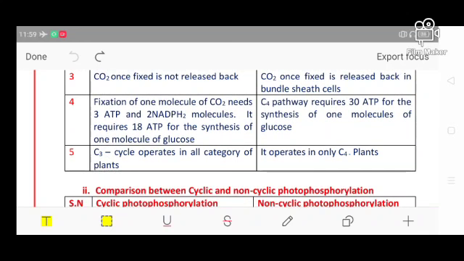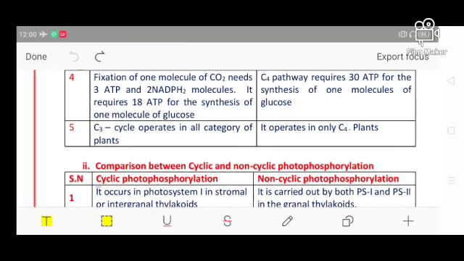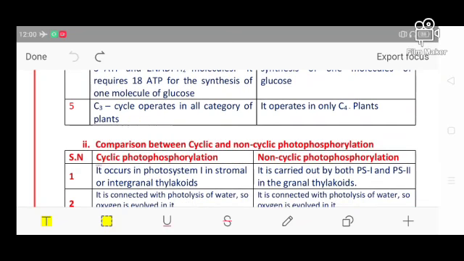So in the C3 plant, the fixation of one molecule of carbon dioxide needs 3 ATP and 2 NADPH2 molecules, which requires 18 ATP for the synthesis of one molecule of glucose. So in the C3 cycle, we need 18 ATP for the synthesis of one molecule of glucose. But in the case of the C4 pathway, we need 30 ATP for the synthesis of one molecule of glucose. So these are the basic differences between the C4 and C3 plants.